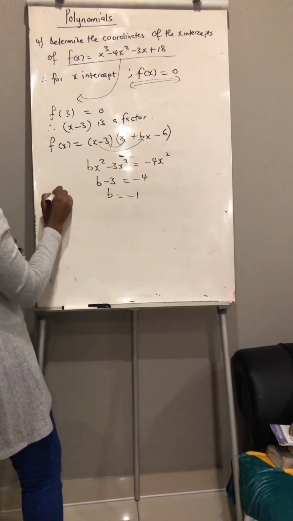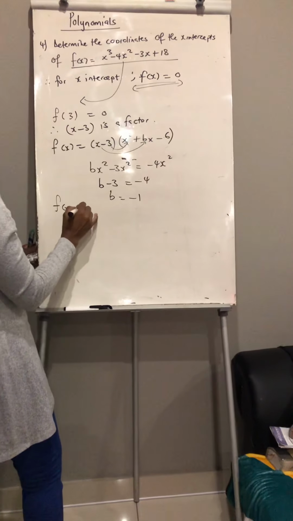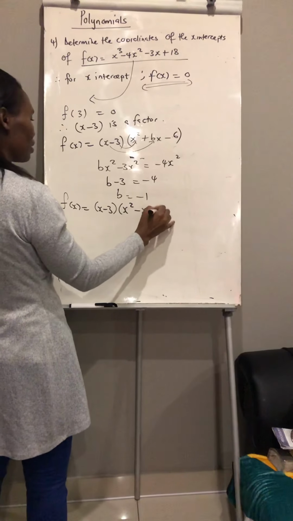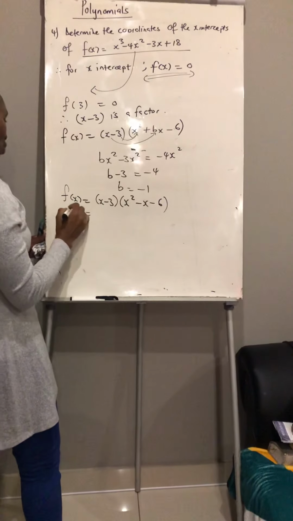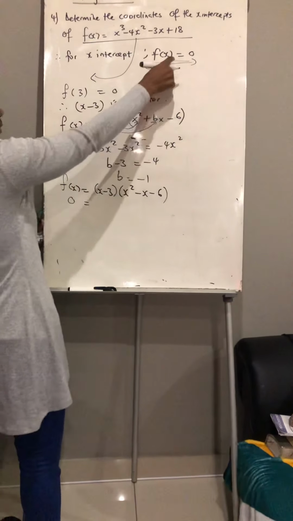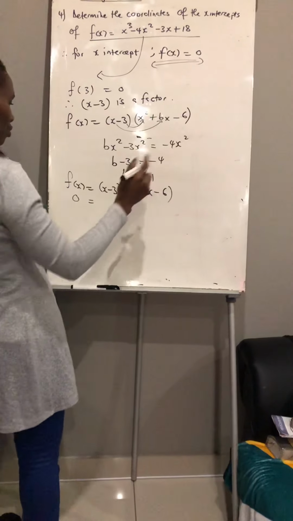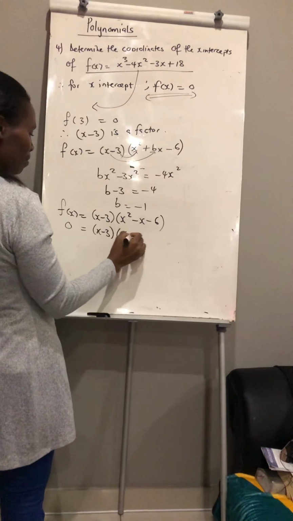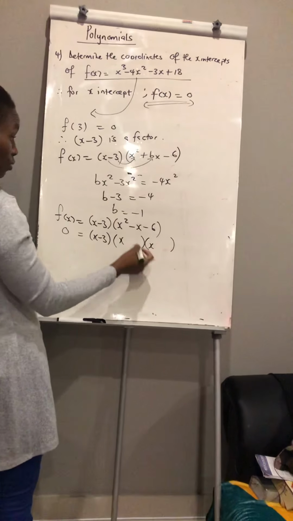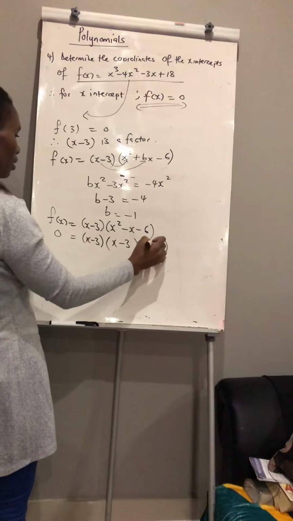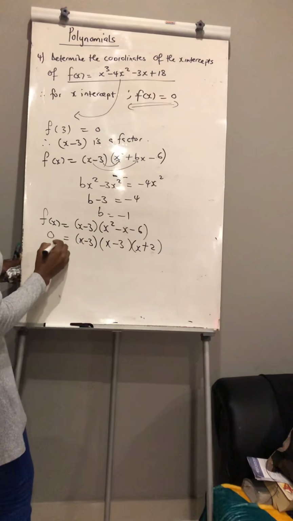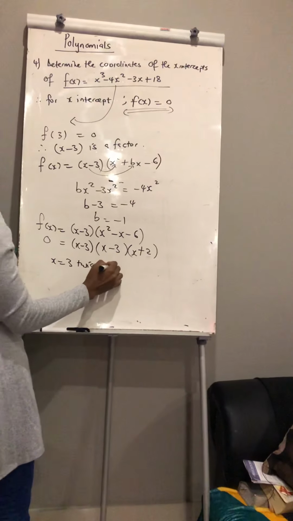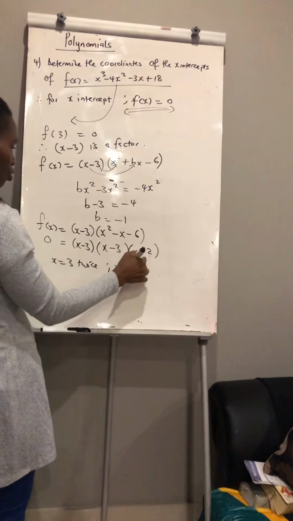So if b is negative 1, I can really write it, function of x now is x minus 3, then x squared minus x minus 6. If it factorizes more, let me put 0 here. Remember, we are solving for function of x is equal to 0. So it should be x minus 3 here. It should be this. And from what we can see here, x is equal to 3 twice, and we seem to have x of minus 2 as well.